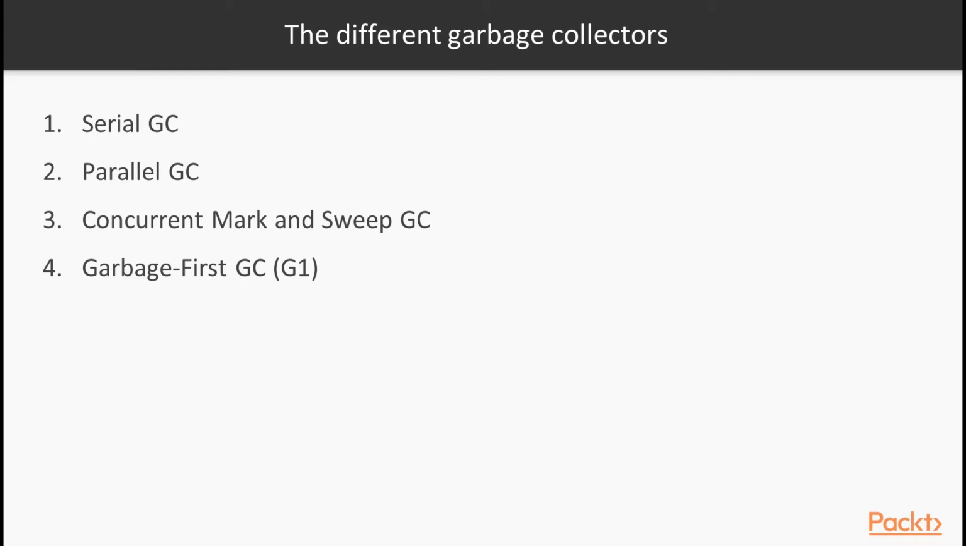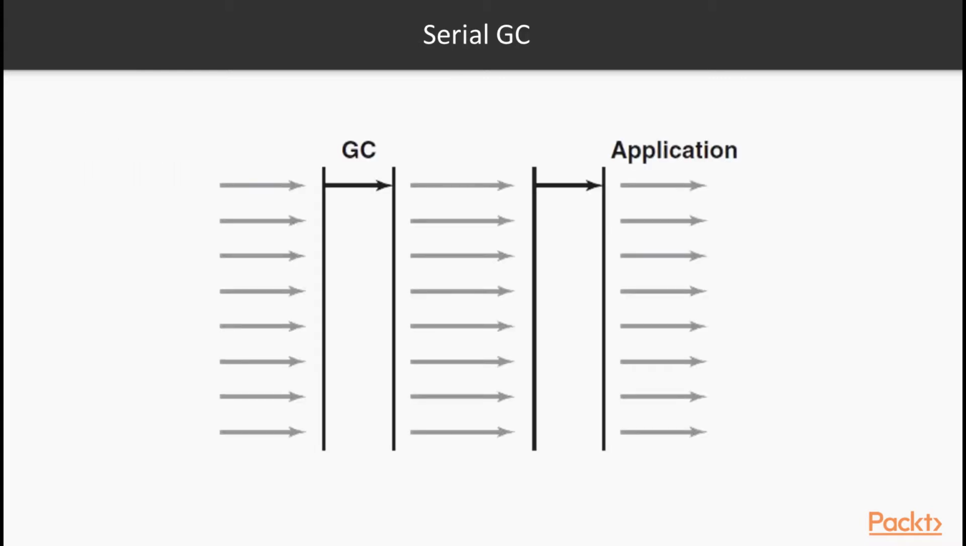But to understand that, we have to look at first the simple one, the oldest one, the serial, then the parallel, then the long-time ruling one, the concurrent mark and sweep, and then we will talk about the advantages of the G1 garbage collector. The serial garbage collector is very simple.